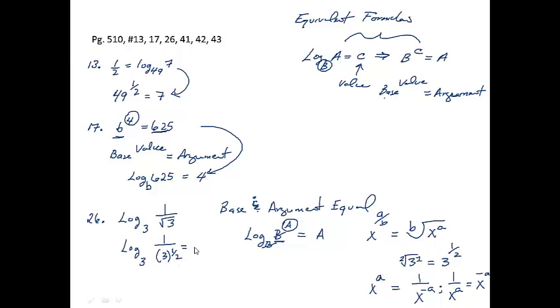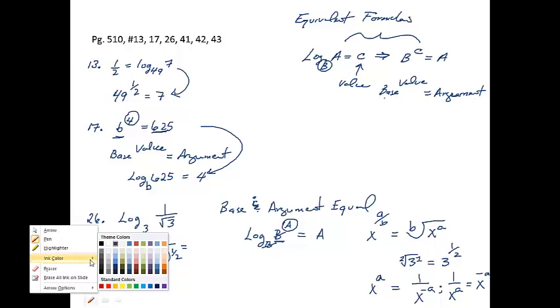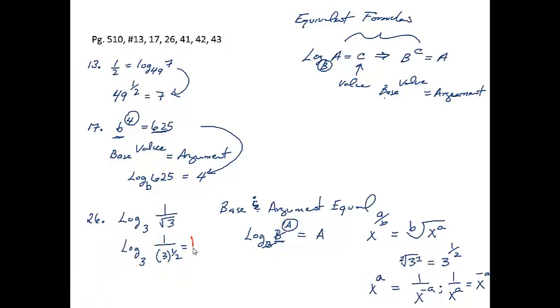So this is the same as saying, let's use a different color, log base 3 of 3 to now the negative 1/2. Okay? If I take this 3 and move him from the denominator to the numerator, the power stays the same, except for now the sign changes. So he was positive down here, he's negative up there.